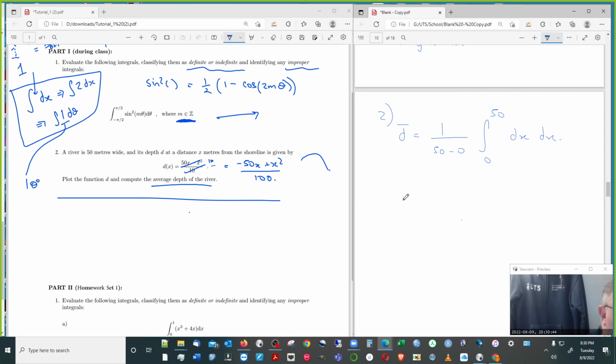Now our river function should look something like this now, where we've got our dip as a positive quadratic that's 50 metres wide, and we're looking for the average depth given that minimum. So the average depth will be somewhere in here.